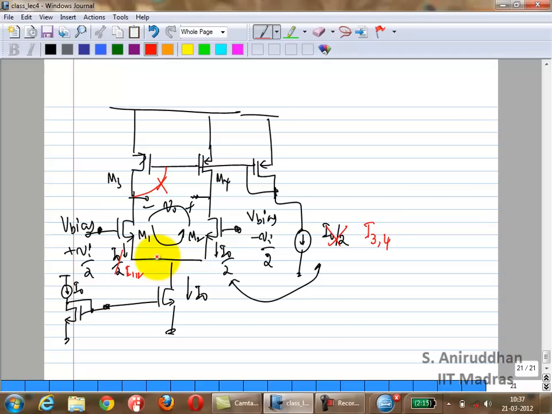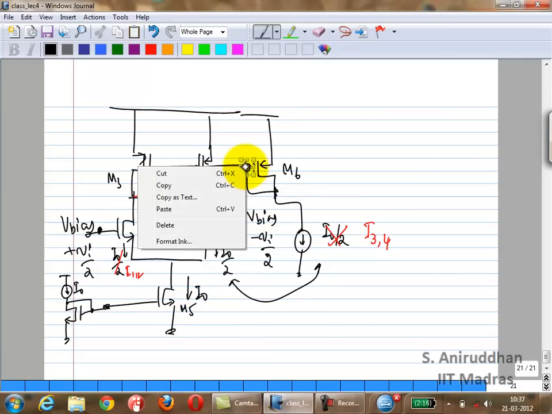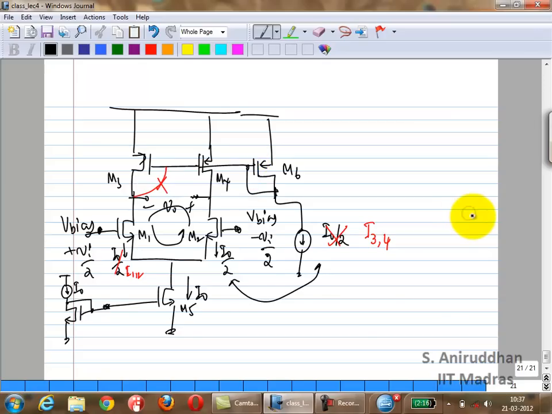Okay. So the VGS is rightly defined by this M6, let me call this M6. VGS is defined by M6, that cannot change because you are passing a current through a diode connected transistor. VGS 3, 4 cannot change. So what can affect the current? How can the current in a transistor change if you take a MOSFET? When can the current through it change? Let's say VGS is held constant.